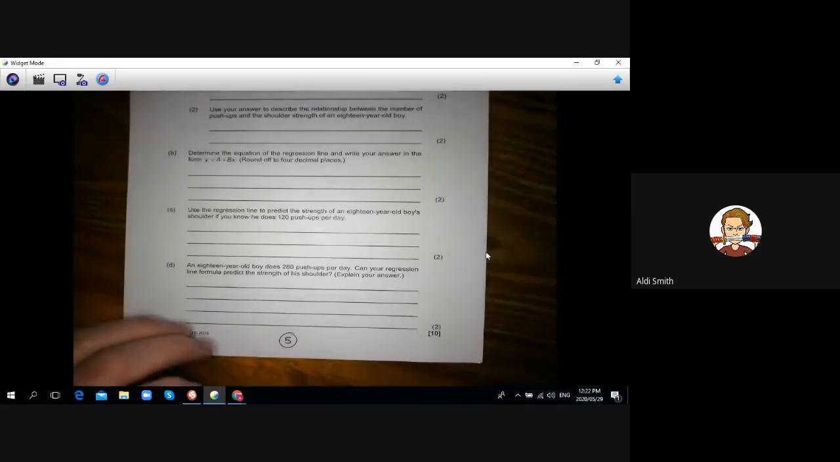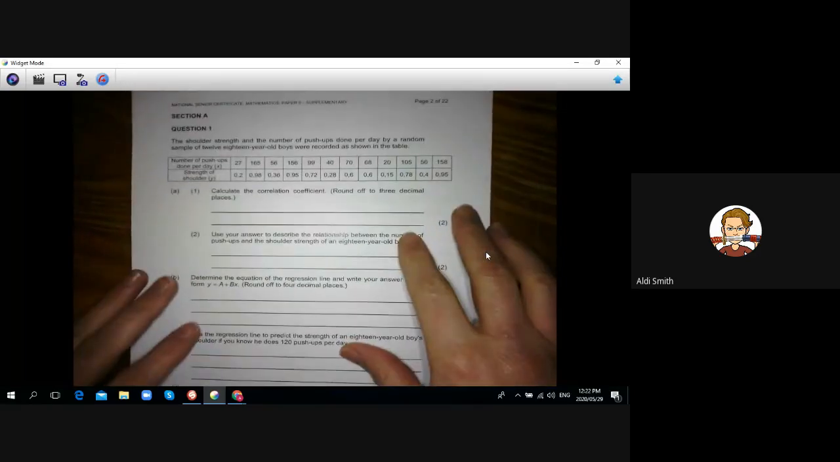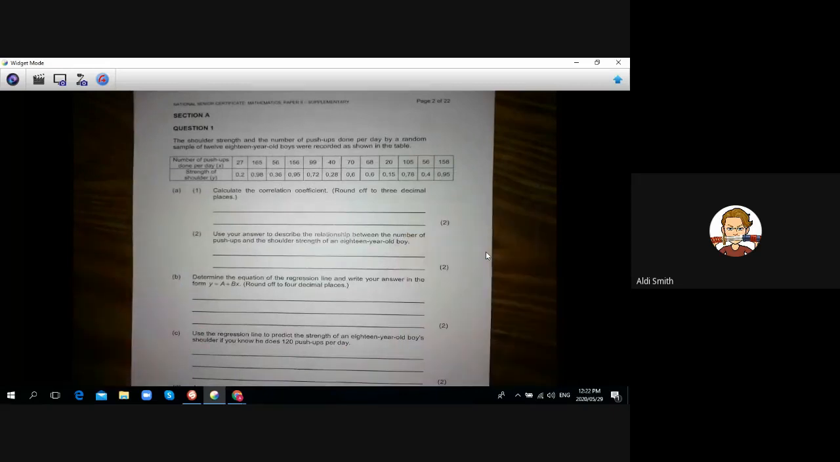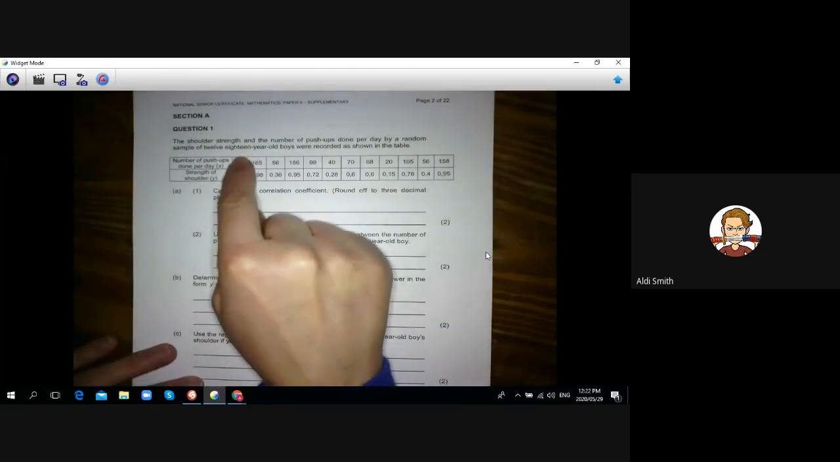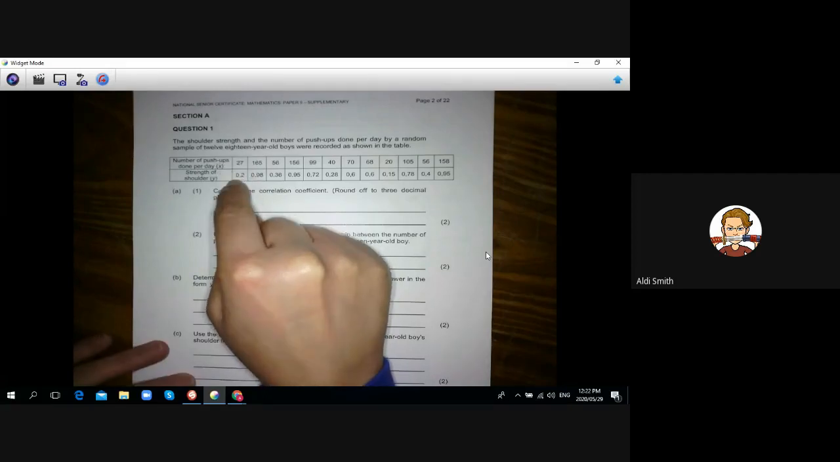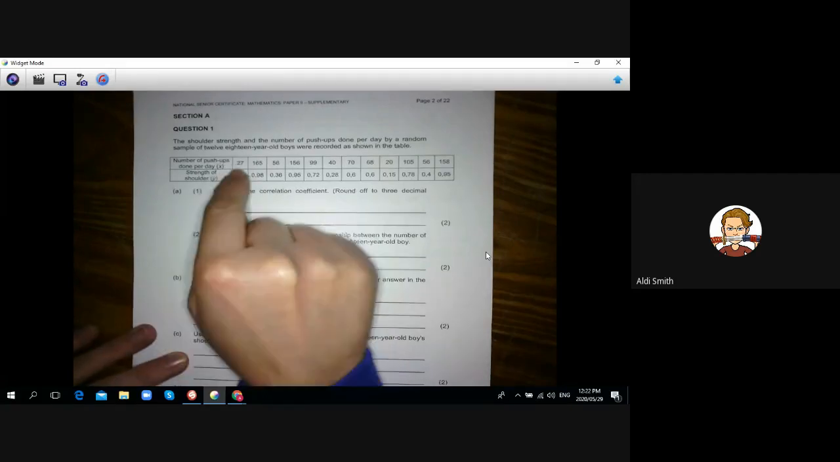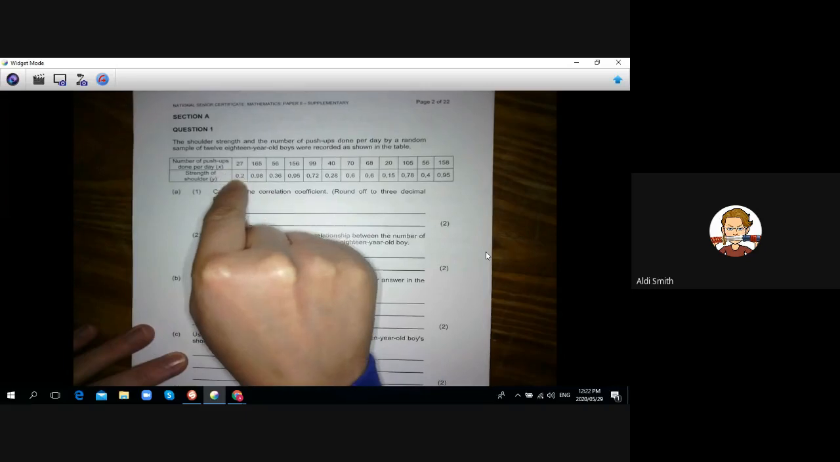Here we go. In this example, it says, the shoulder strength and the number of push-ups done per day by a random sample of 12 18-year-old boys were recorded as shown in the table below. So they're saying that for each boy, they collected 2 sets of variables, an x variable and a y variable. For each boy, they said, let's look at the number of push-ups you can do, and let's also check the strength of your shoulder.